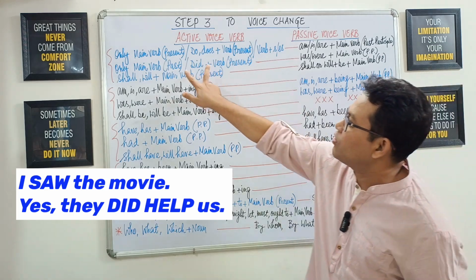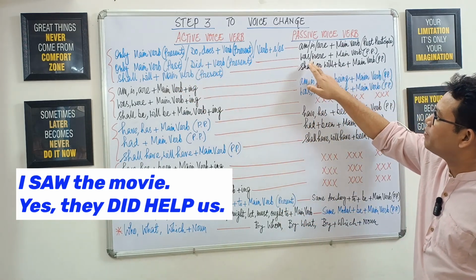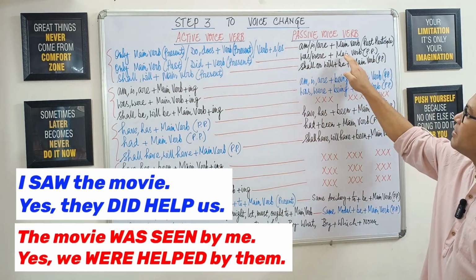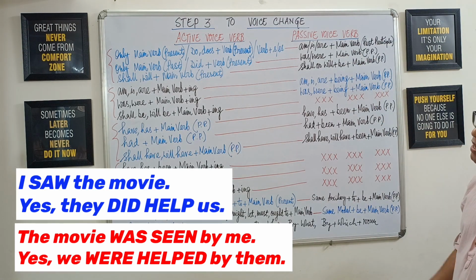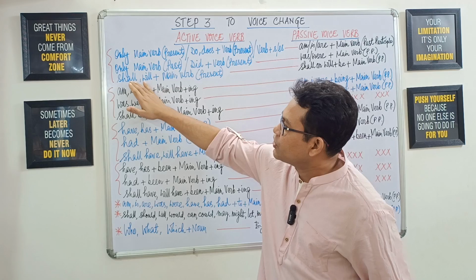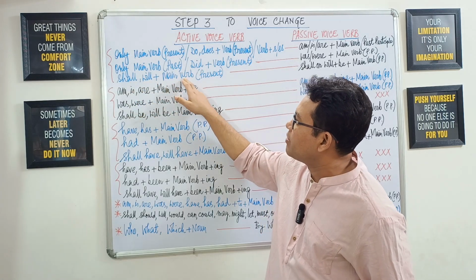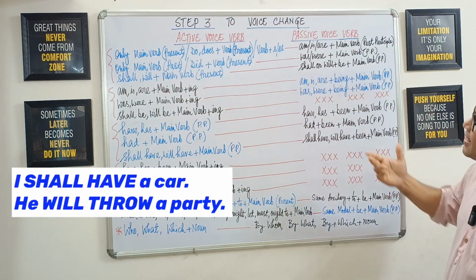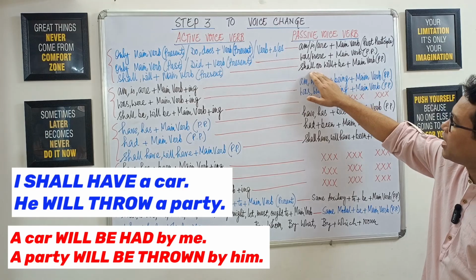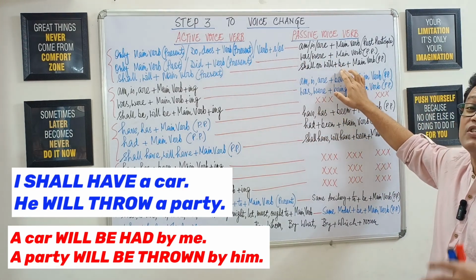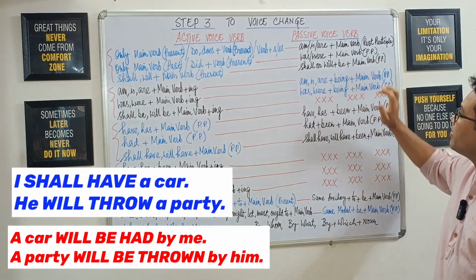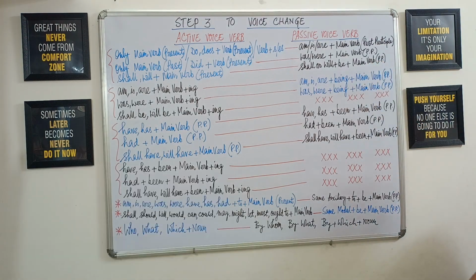So if we get any one of these 2 patterns, the passive pattern will be was or were, then main verb in the past participle or PP form. Again, in future indefinite, shall or will, then main verb in the present form. In that case, the passive voice verb pattern will be shall or will, they will be repeated, then the passive voice sign be, then main verb in the past participle pattern.